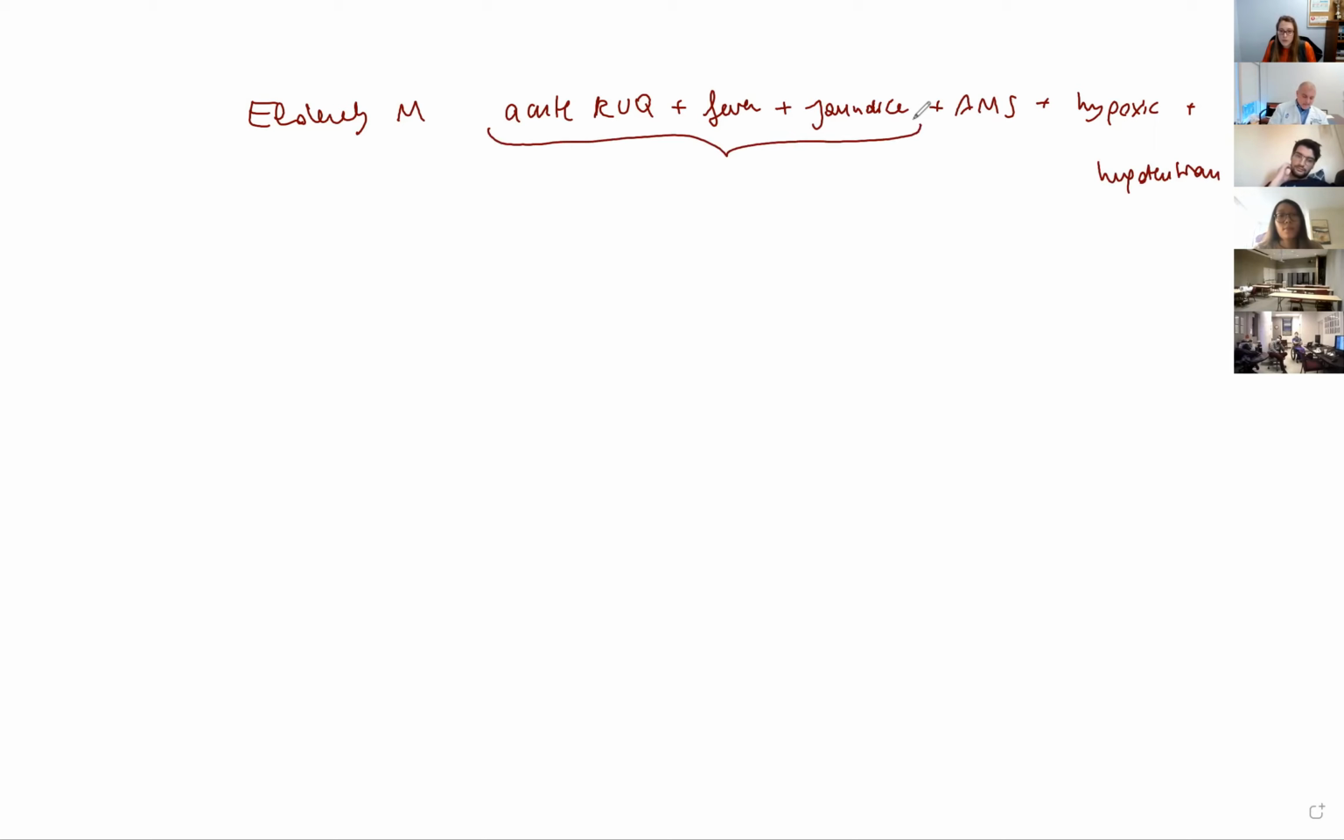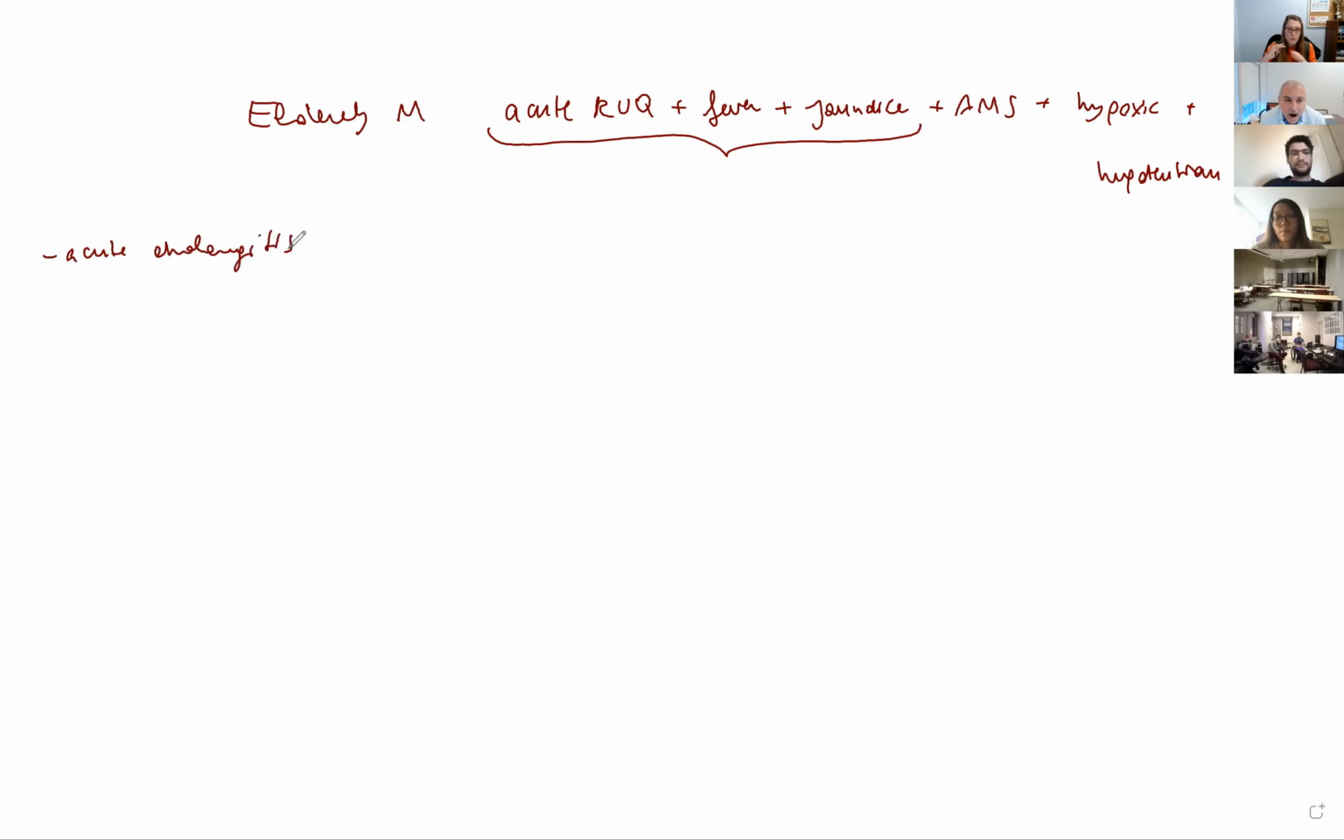Exactly. So we already have the Charcot triad, and the Reynolds pentad, which would tell us technically that he has what? What do we think when we have this type of symptoms together? Acute cholangitis. Perfect. So if we're building the differential, we are definitely thinking about acute cholangitis in this patient.